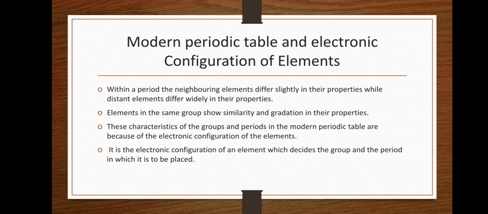It is the electronic configuration of an element which decides the group and the period in which it is to be placed. For example, hydrogen has only one shell, right? So it is placed in the first period. Lithium has two shells, so it will be placed in the second period. Likewise.